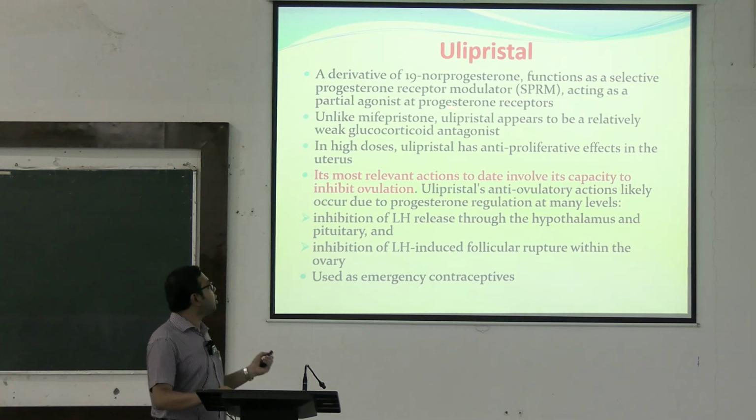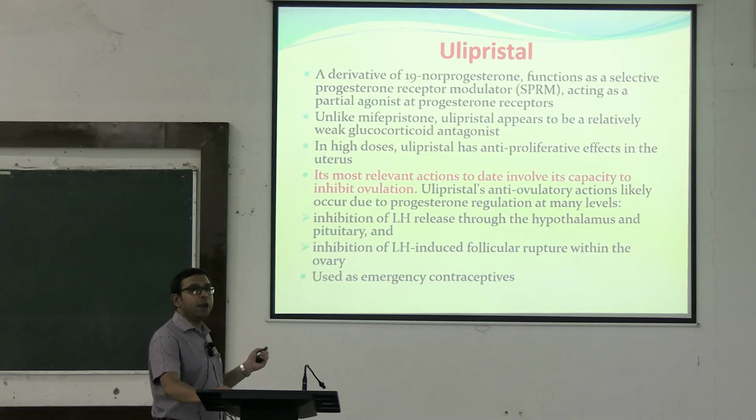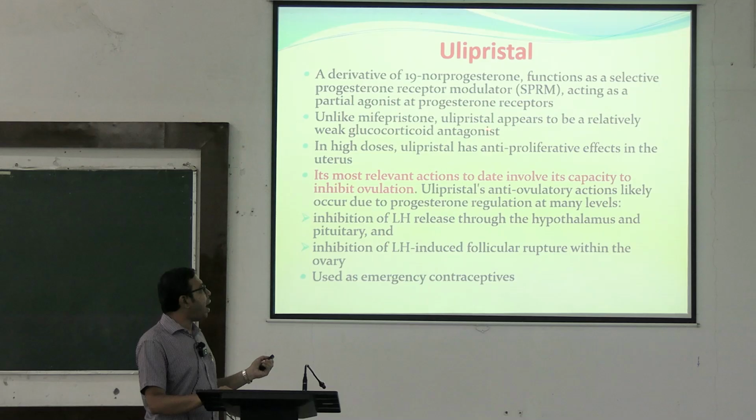Ulipristal. Ulipristal is a derivative of the 19-norprogesterone. It basically functions as a selective progesterone receptor modulator, SPRM. Unlike Mifepristone, Ulipristal appears to be a relatively weak glucocorticoid receptor antagonist. In high doses, they have anti-proliferative effects on the uterus.